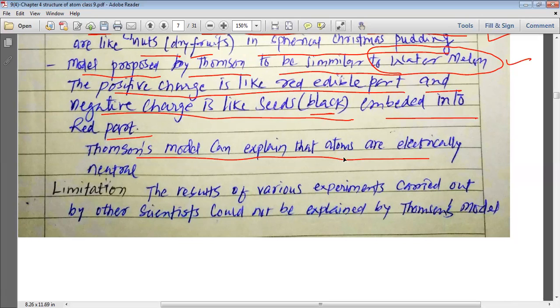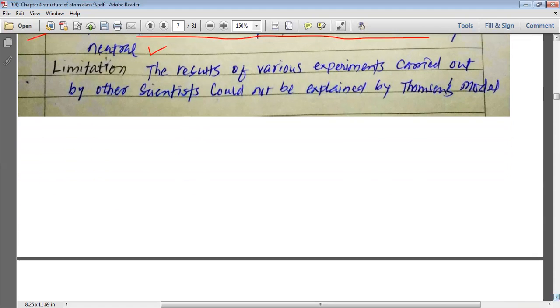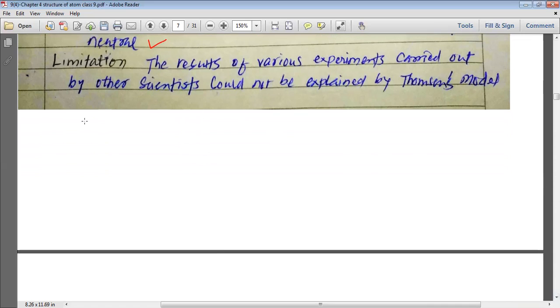Thomson model can explain that atoms are electrically neutral. So that was the success of the Thomson model. That was the biggest success of the Thomson model, that it was able to explain that the atom is electrically neutral. Now let's look at the limitations or drawbacks of J.J. Thomson's model.